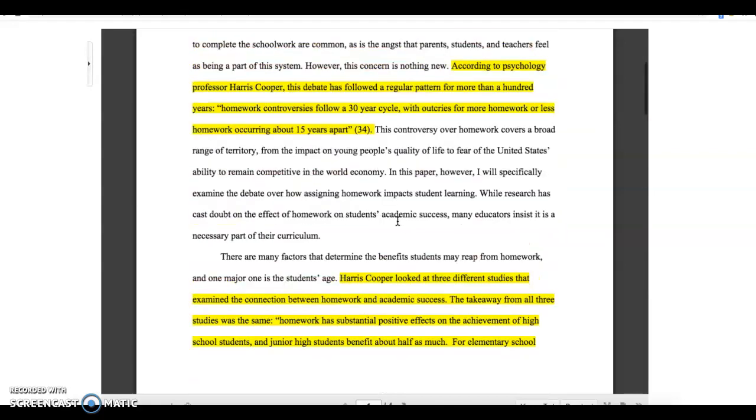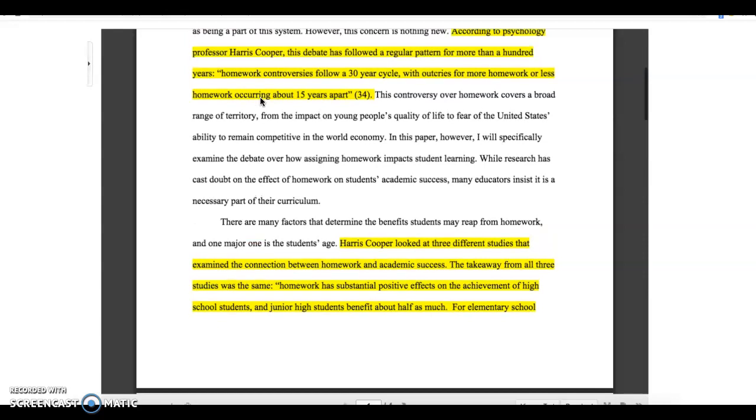All right. Another thing that many of you noticed about this essay is that she does a really good job of pointing out who her sources are. Psychology professor. Okay, so now we know why we should pay attention to Harris Cooper. So when you know your sources' credentials, and remember, part of what I'm asking you to do in your research is to be very aware of who's writing your sources and what their qualifications are.